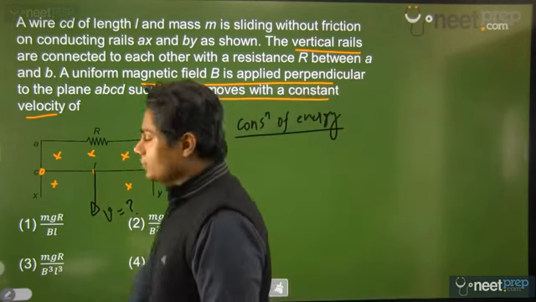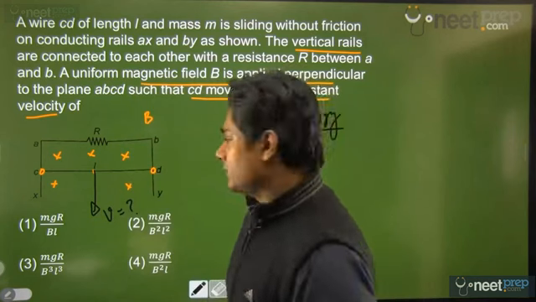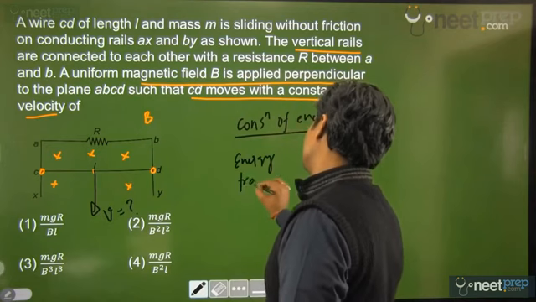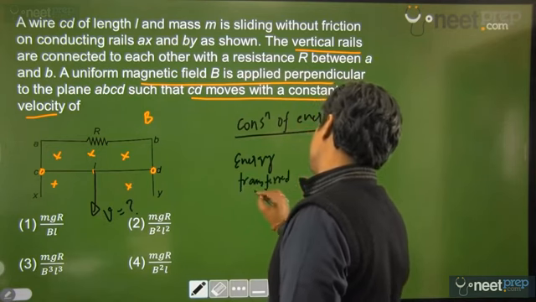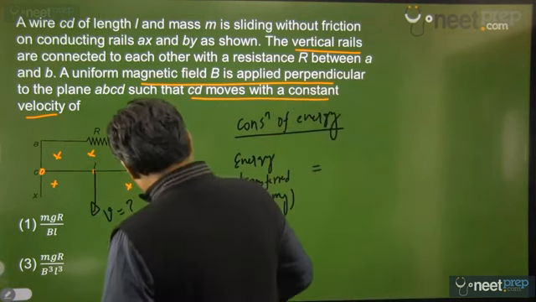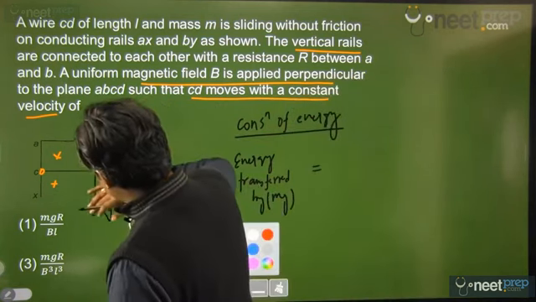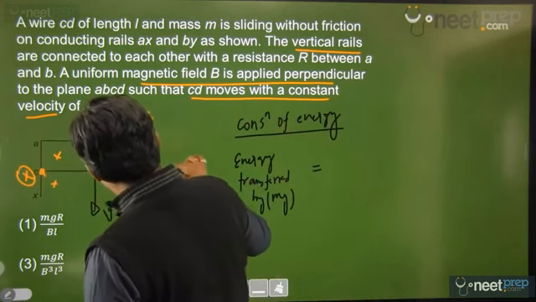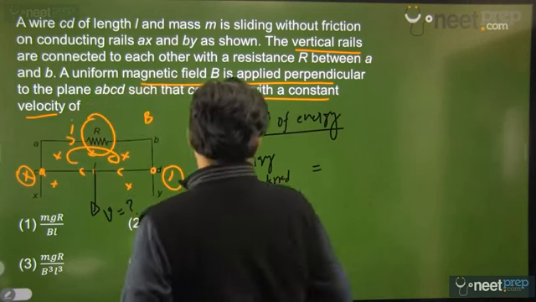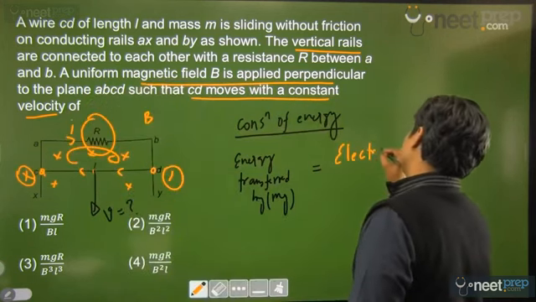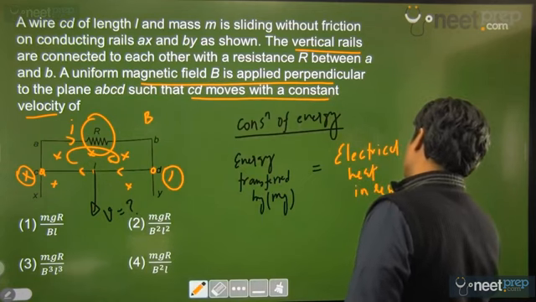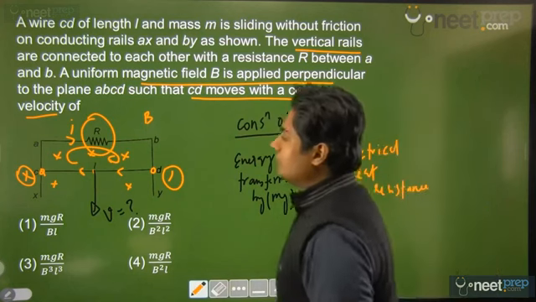As it goes down, gravity will do positive work. So the energy transferred by mg should be equal to the heat generated. Due to this, an EMF V cross B will be induced, plus and minus, and there will be current in the circuit, due to which electrical heat will be generated in the resistance. This is the concept we are going to use, conservation of energy.